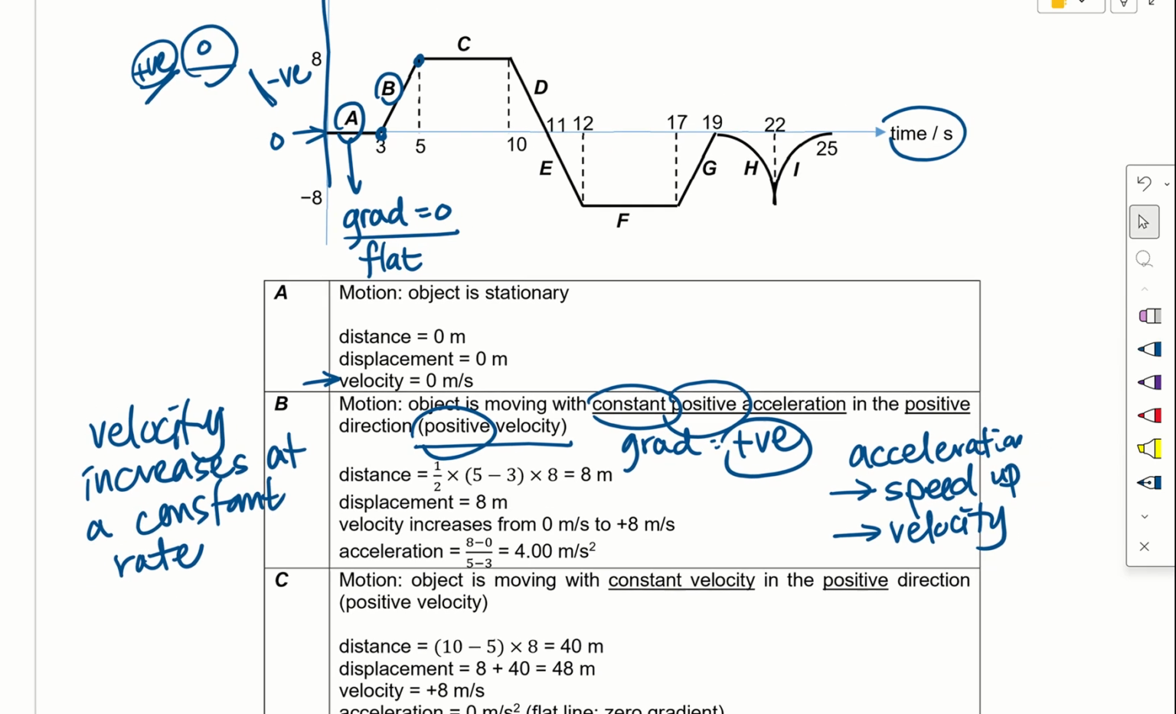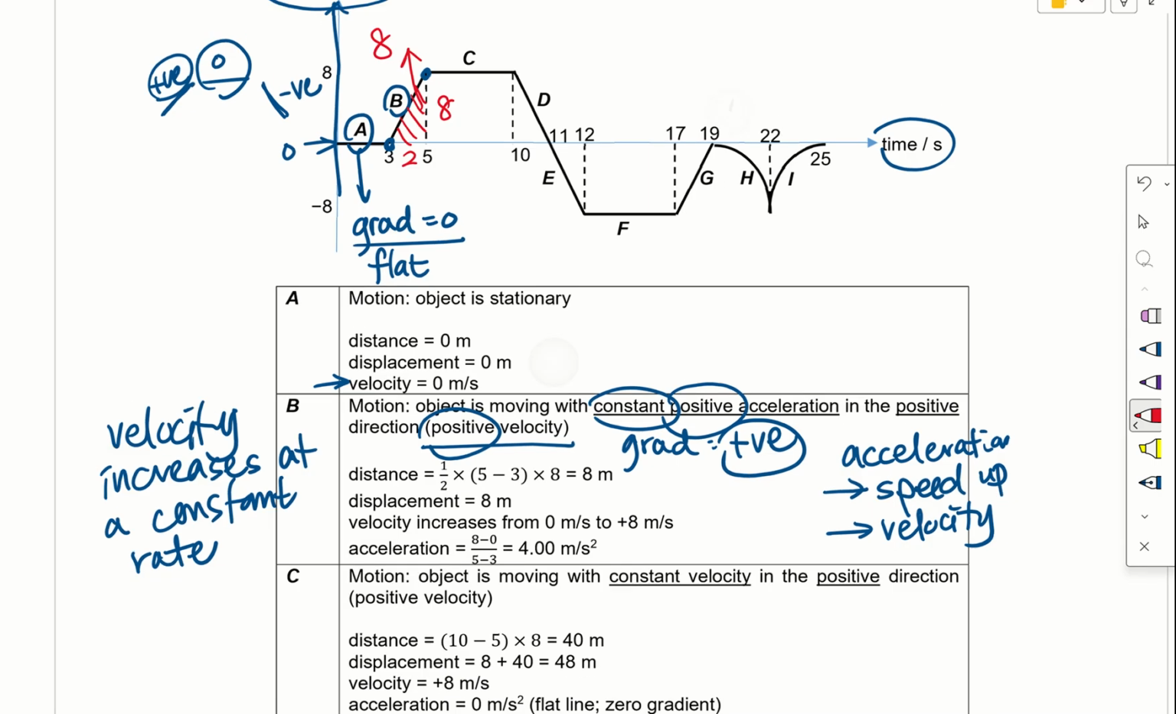Now we can actually calculate the area under the graph. You see that the area takes the form of a triangle. So the area will be half base times height. The base is 2, the height is 8. Therefore, the area is 8.